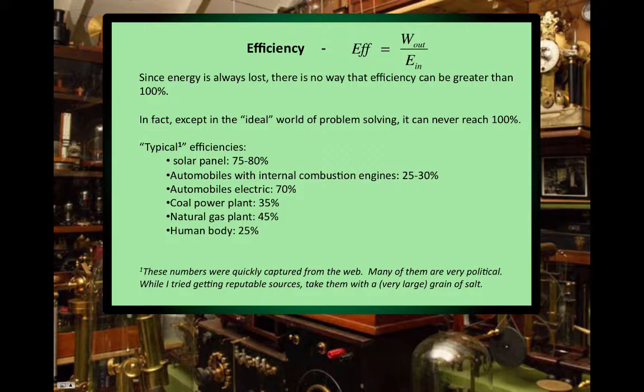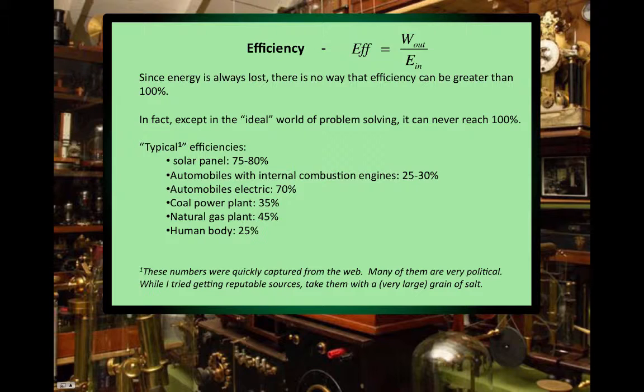Some typical efficiencies would be like a solar panel is 75 to 80% efficient. Automobiles that run on gas is about 25 to 30%. Diesel's a little better, maybe like 35 to 40. Automobiles that run on electricity is 70%. Coal power plant is about 35%. Natural gas is about 45%. And our bodies are approximately 25%.